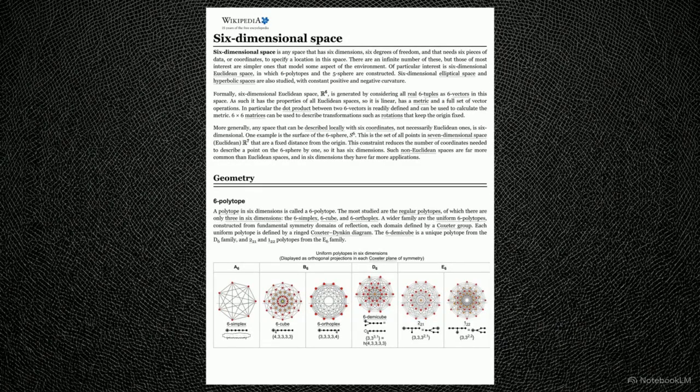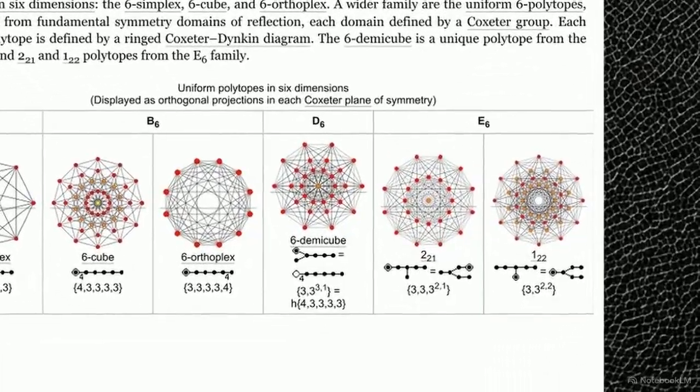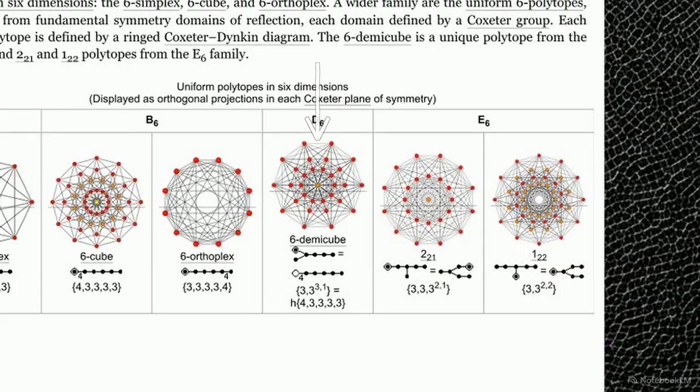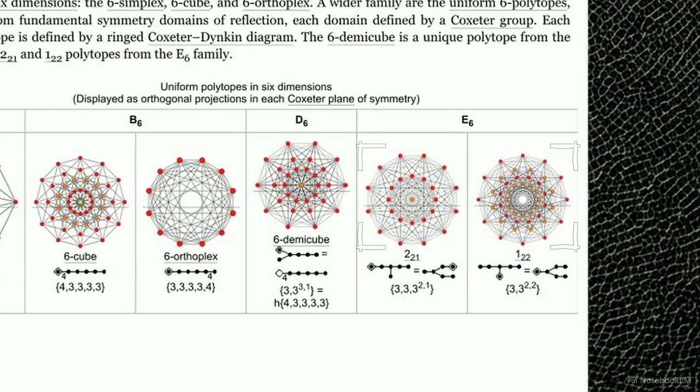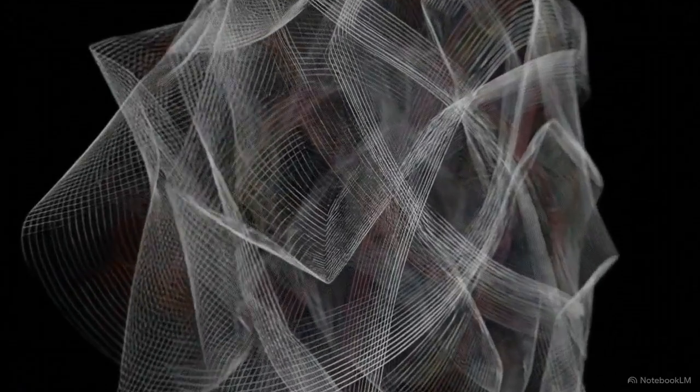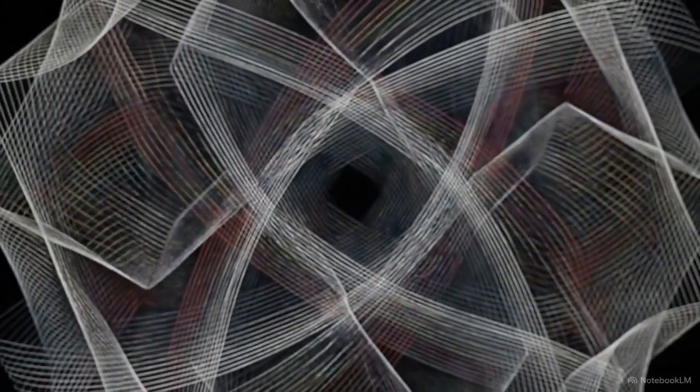Notice the distinct rings below each shape. These are Coxeter-Dynkin diagrams, identifying the specific mathematical domains of reflection used to build each uniform geometry. When mathematicians shift that symmetry group to the D6 family, the structure alters, generating the 6-demicube, missing exactly half the vertices of a standard 6-cube. Finally, the E6 family pushes complexity to its absolute limit, resulting in the intensely overlapping 2-2-1 and 1-2-2 polytopes. These symmetrical matrices require spatial coordinates and structural alignments that simply cannot physically exist under standard 3-dimensional constraints.